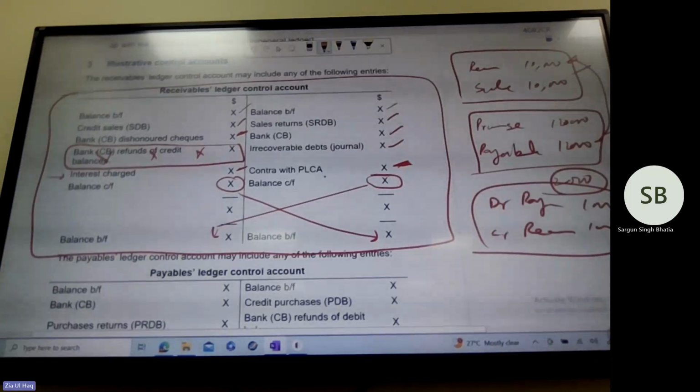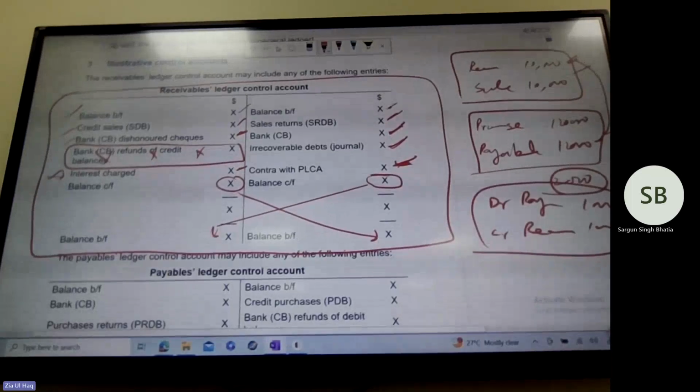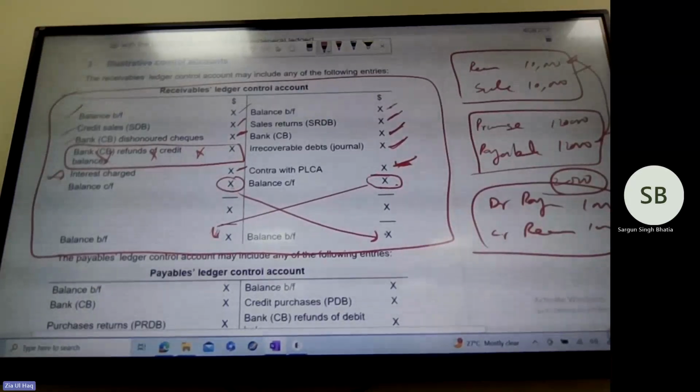Can you understand this? Opening balance, credit sales, dishonored check, interest charges, sale return, cash received, irrecoverable debt, contra entry. Oh, yes, sir. If there is a credit balance, it will come here. If the balancing figure is there, this will be the debit balance of next. If the balancing figure is here, this will be the credit balance of next. Is that fine?